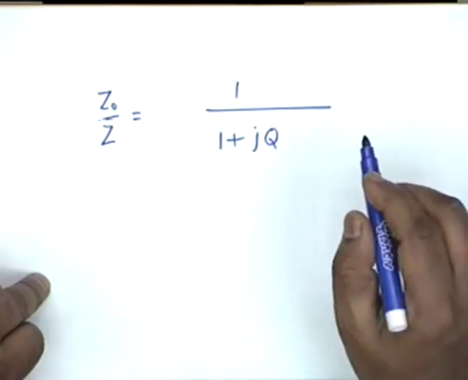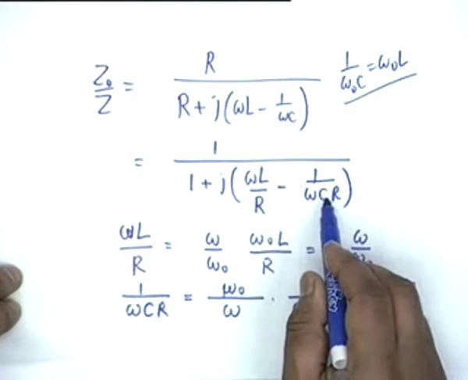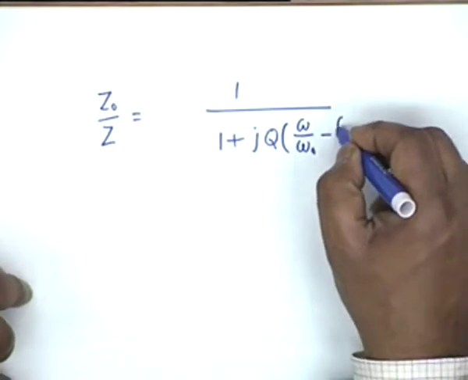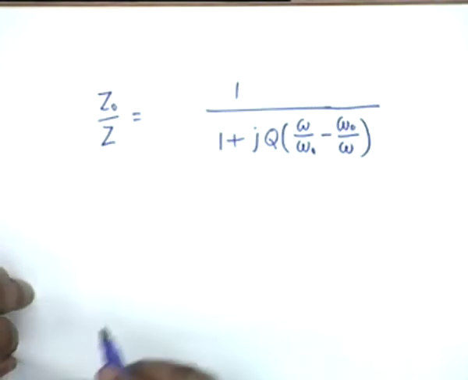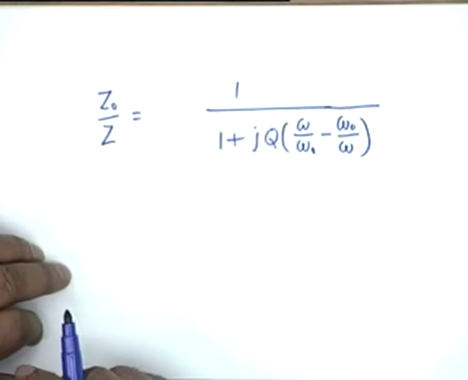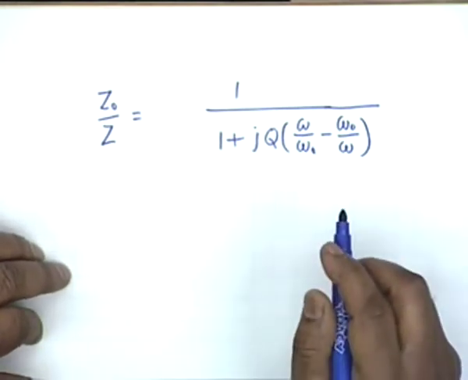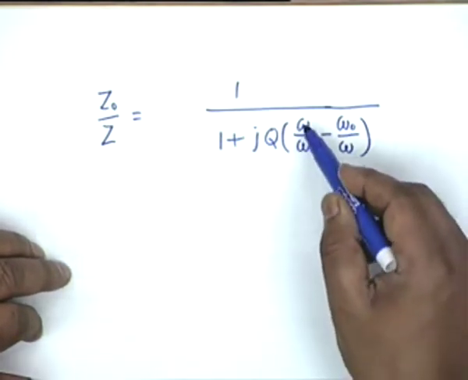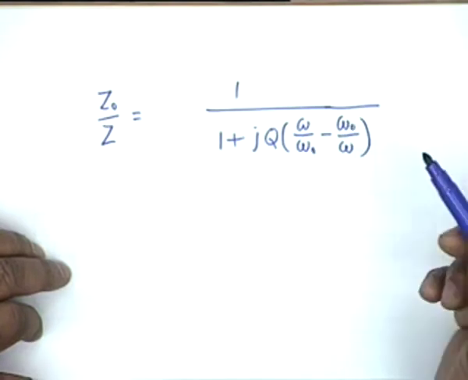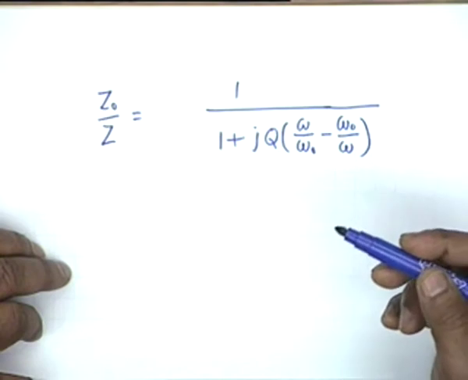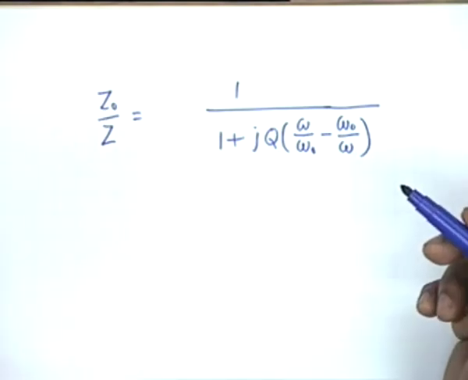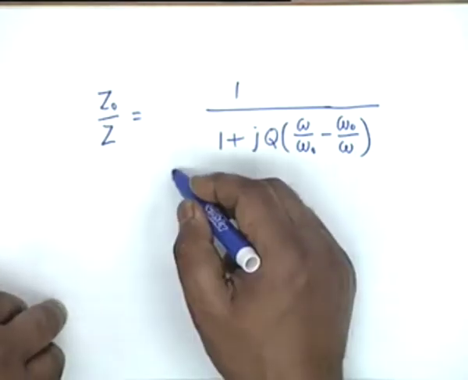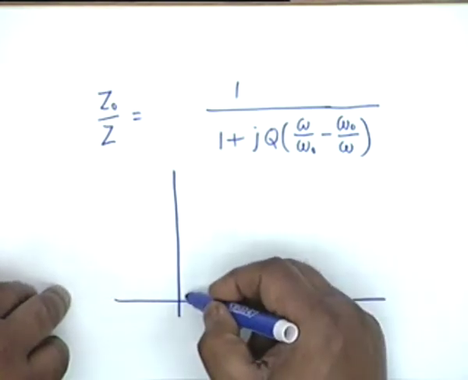From both of these terms I can take Q out, and then I write omega by omega 0 minus omega 0 by omega. All right, I can do that. Now obviously this will have a maximum when omega by omega 0 equals omega 0 by omega. That means when omega equals omega 0, the maximum value is 1. This is independent of the actual values of resistance, inductance and capacitance, and in that sense it is a universal curve. The curve will go like this.